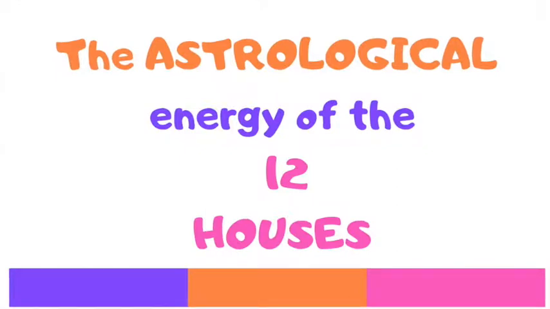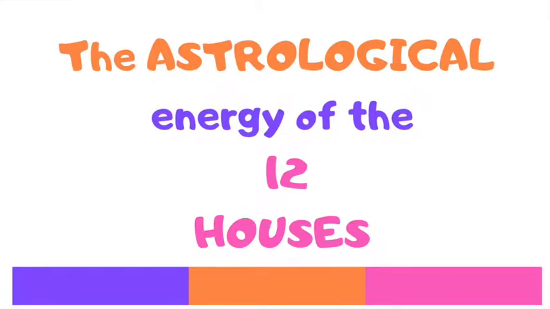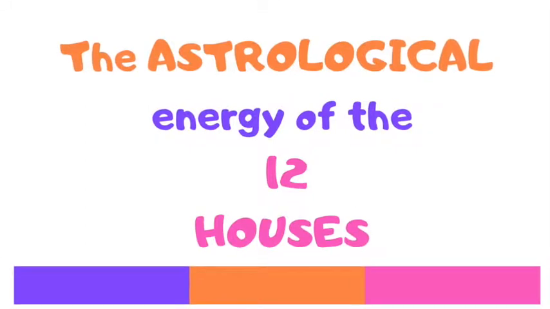The ruler of the seventh house is air sign Libra. The ruler of the eighth house is water sign Scorpio. The ruler of the ninth house is fire sign Sagittarius. The ruler of the 10th house is earth sign Capricorn. The ruler of the 11th house is air sign Aquarius. The ruler of the 12th house and last house of the zodiac is water sign Pisces.